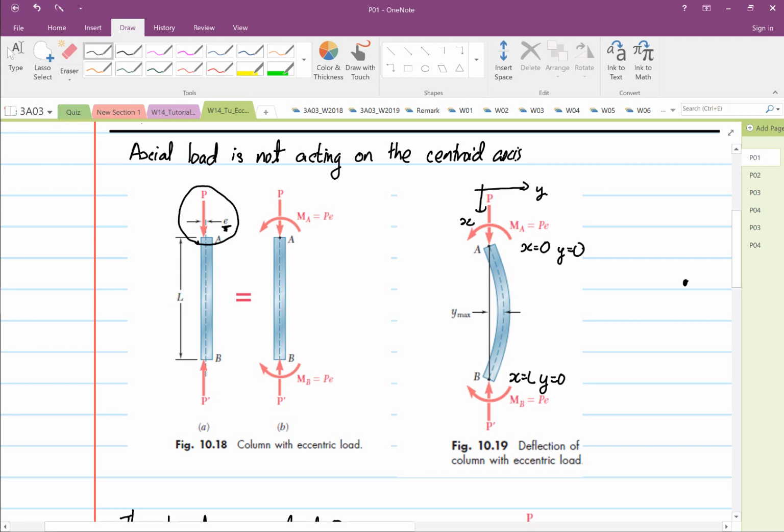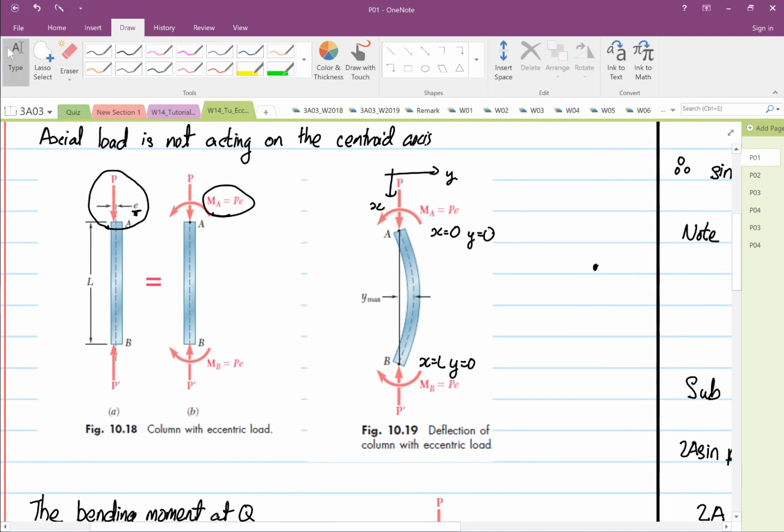When that's the case, you have a load coming down along the centroid, P, and then you have a moment which is P multiplied by E. The columns will buckle in the same way as before, but now you have an extra moment, which is your PE. Later we will break it down into what happens at the midpoint, or at a certain distance along the x-axis.